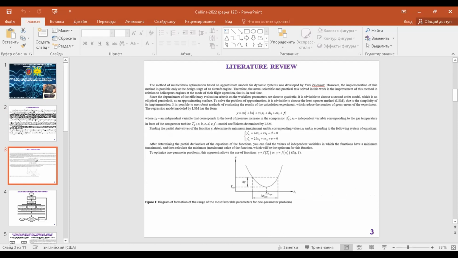Therefore, the actual scientific and practical task solved in this work is the improvement of this method in relation to helicopter engines in the mode of their flight operation, that is, in real time. An analysis of even simplified methods of thermogasdynamic calculation of aircraft engines, including helicopter turboshaft engines, shows that more than 13 parameters, independent variables, affect the definition of the working process and consequently the design of the engine. In this case, the dependencies linking the independent variables are non-linear and given by different table functions.